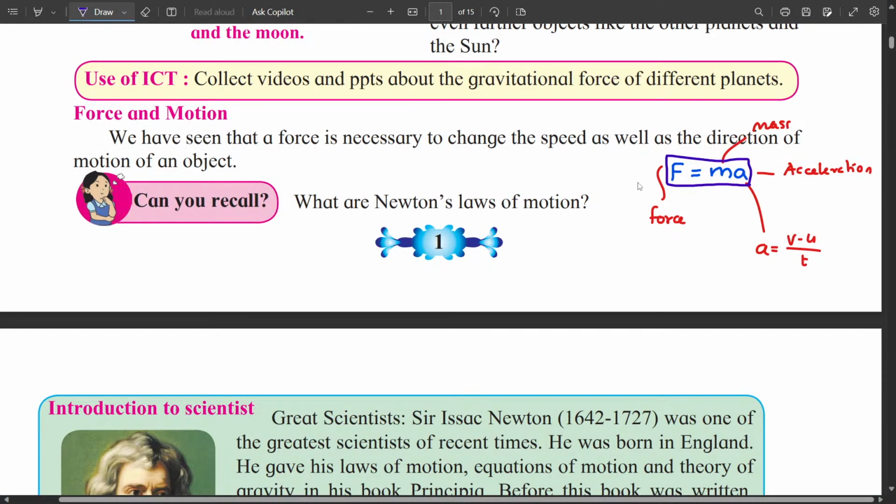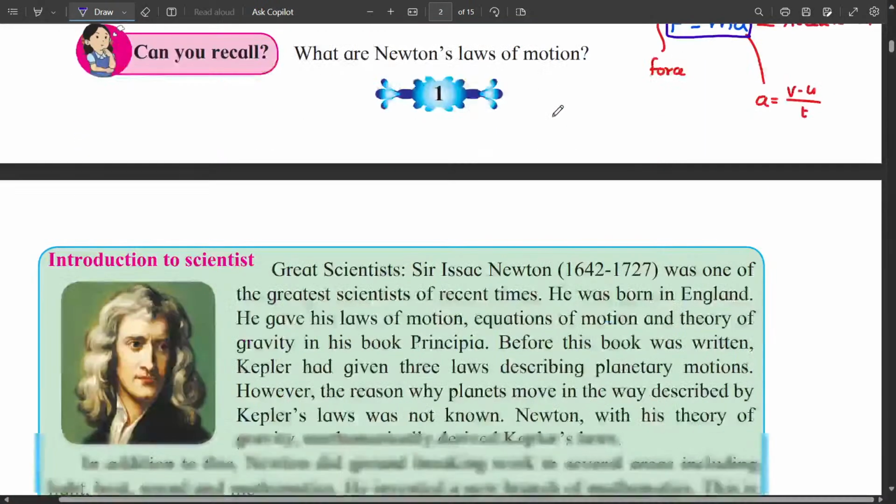And Newton's third law is action-reaction law. It says that for every action there is an equal and opposite reaction acting simultaneously. That means he said that force can never be applied in a singular manner. Force always acts in a pair. For every action force, there is an equal and opposite reaction force which acts on the other objects. So these are the 3 laws of motion, and they define and describe force.